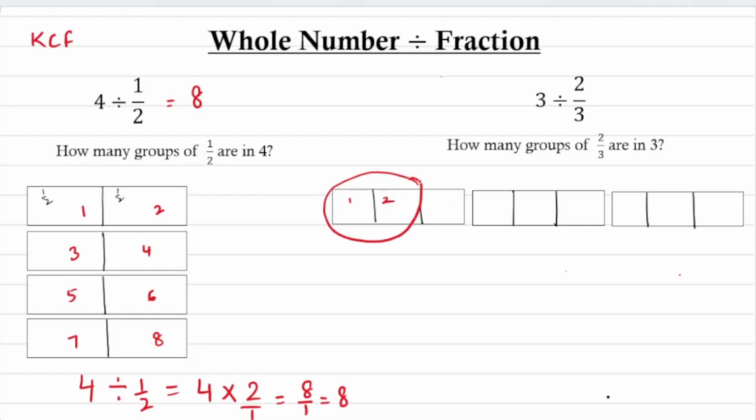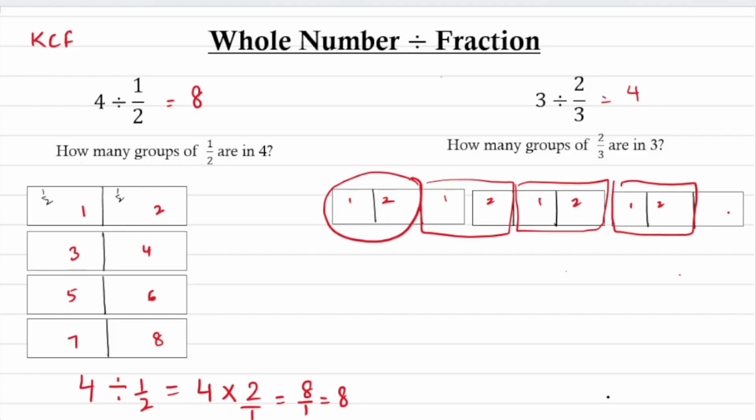Then my next combination of 2/3 is this one. Okay, 1 and 2, so 2/3. My next combination would be this one, 1 and 2, 2/3. And my next combination will be this, 1 and 2. So I am able to form 4 full groups of 2/3. So that's my whole number part.